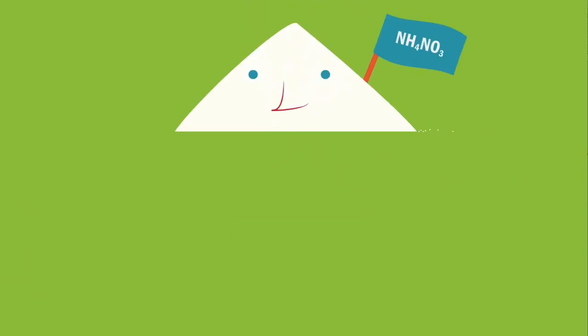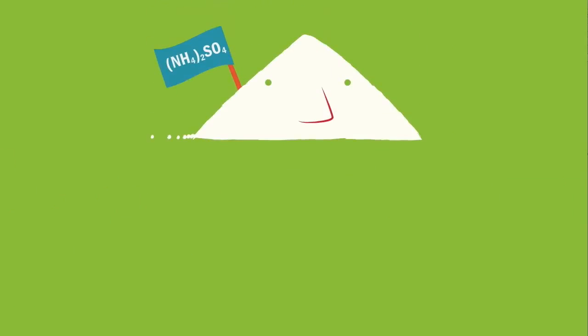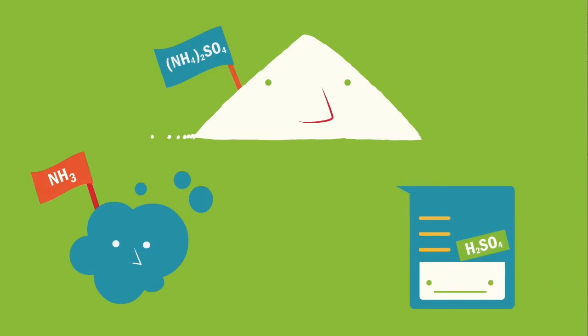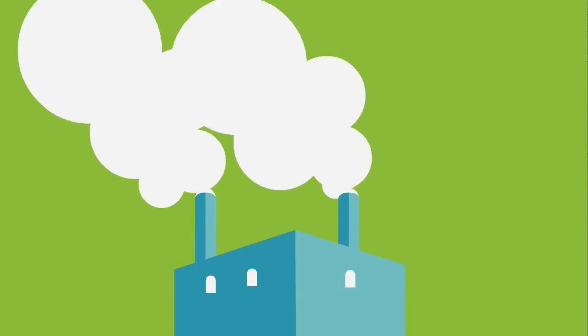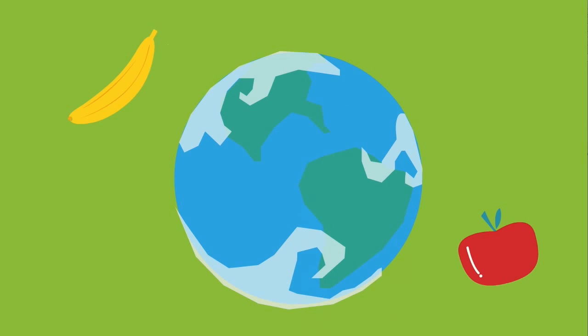Ammonium nitrate is made from ammonia and nitric acid. Ammonium sulfate is made from ammonia and sulfuric acid. The constant production of these fertilizers is very important to sustain global food production.